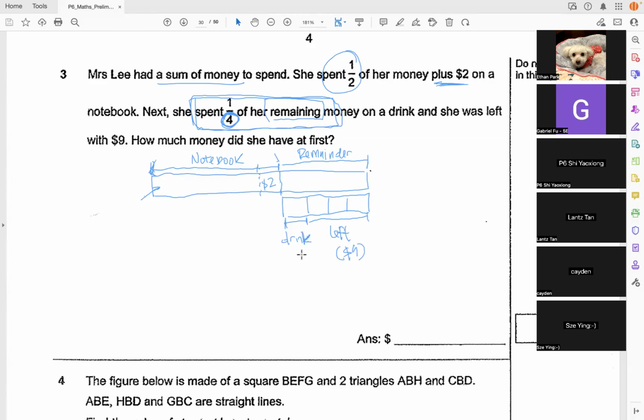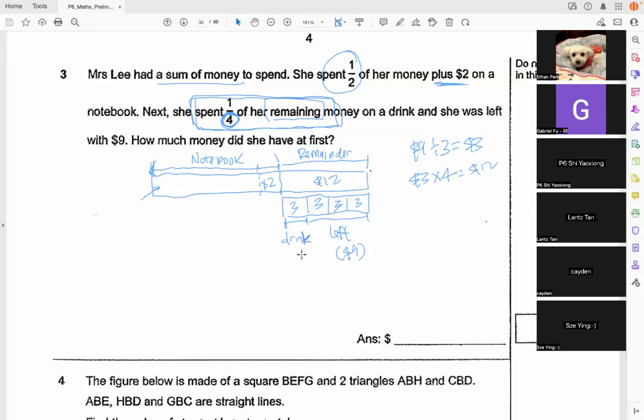Okay, so $9. Now from this model, you can see that $9 is equal to 3 units here. All right, so $9 divided by 3, I get $3, meaning each of these is $3. 3, 3, 3. So therefore this is also 3. Okay, so the entire remainder is actually $3 times 4, $12. So this is $12.